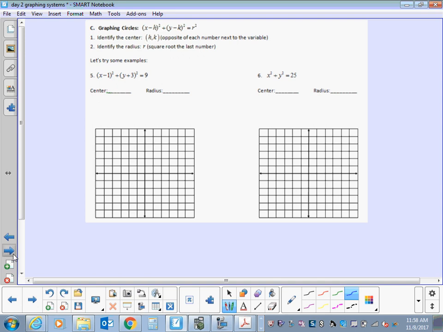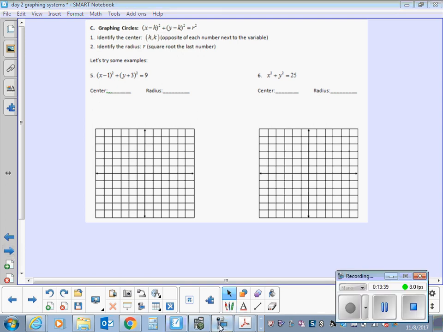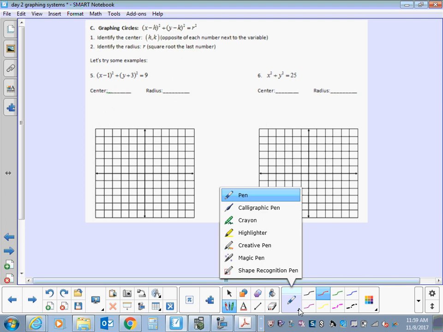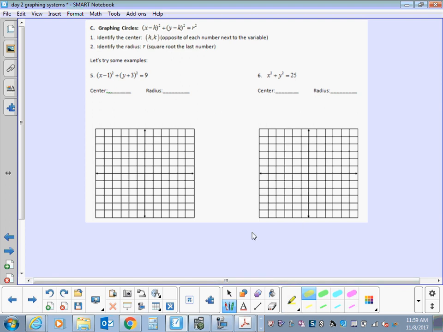My calculator won't do the graph. What do you mean won't do the graph? I would put it in. Alright, so graphing circles. Next page. You guys there?